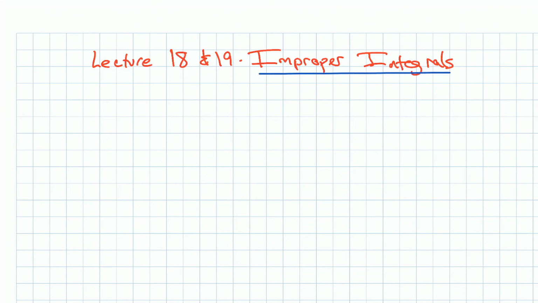So you might notice that you have two homework assignments, a homework 18 and a homework 19. And so I'm calling this lecture 18 and 19 just because I don't want to do two videos. And also I don't want the numbering for the lectures to get off of the numbering of the homework. So I want them to match. So lecture 18 and 19 to go with homework 18 and 19, which are on the same topic, improper integrals.